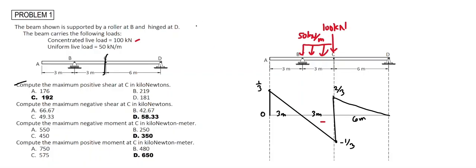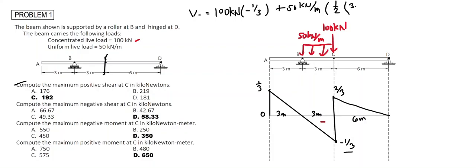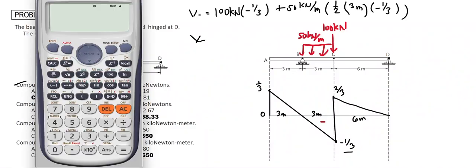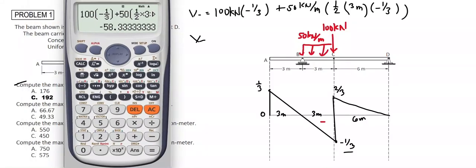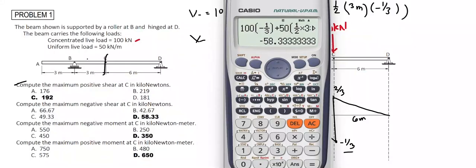Now solving for the maximum negative shear, this is equal to 100 kilonewton times a factor of negative 1/3 plus 50 kilonewton per meter multiplied by the area of this right triangle, that is 1/2 times the base of 3 meters times the height of negative 1/3. Now solving, we get our maximum negative shear. That has a value of negative 58.33.